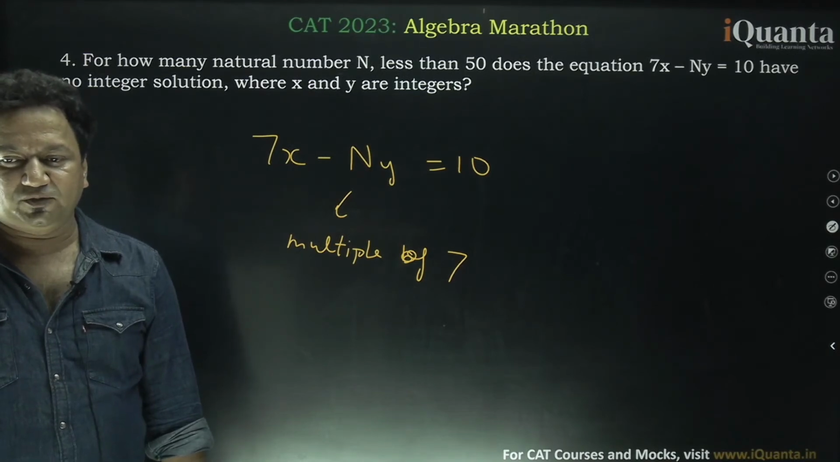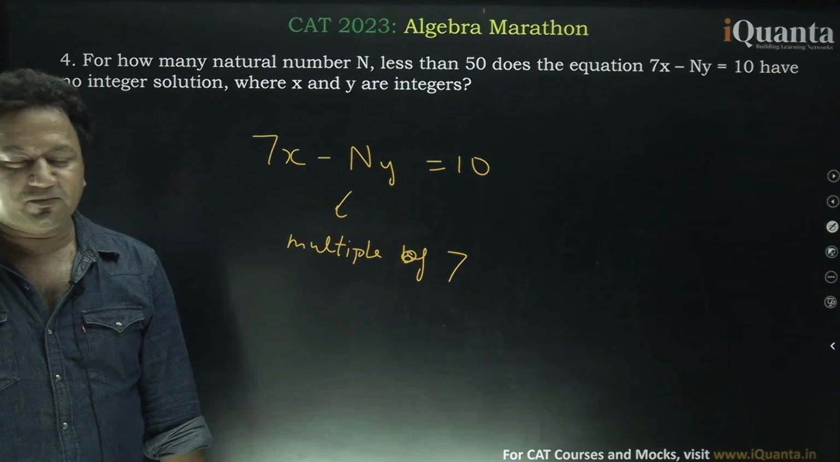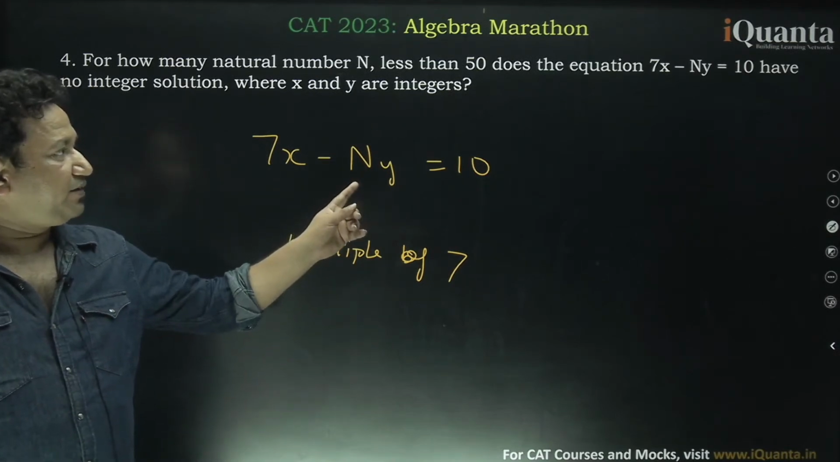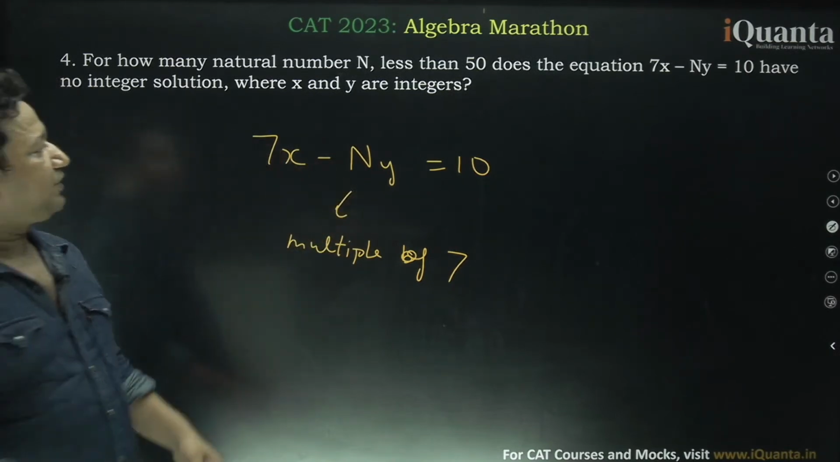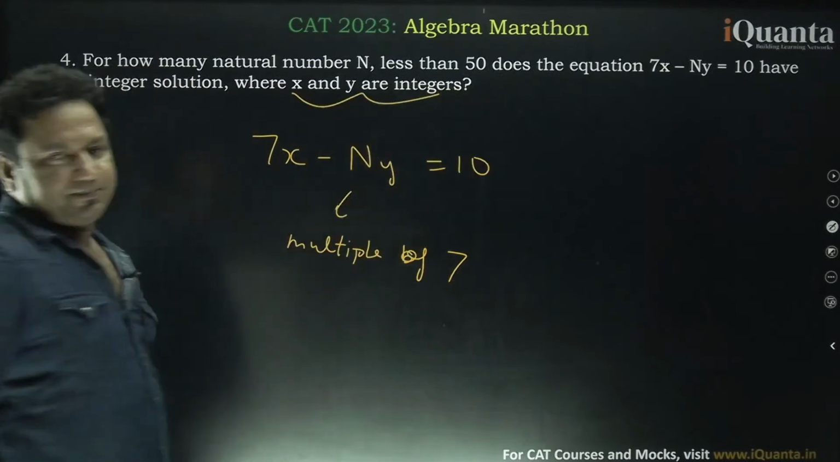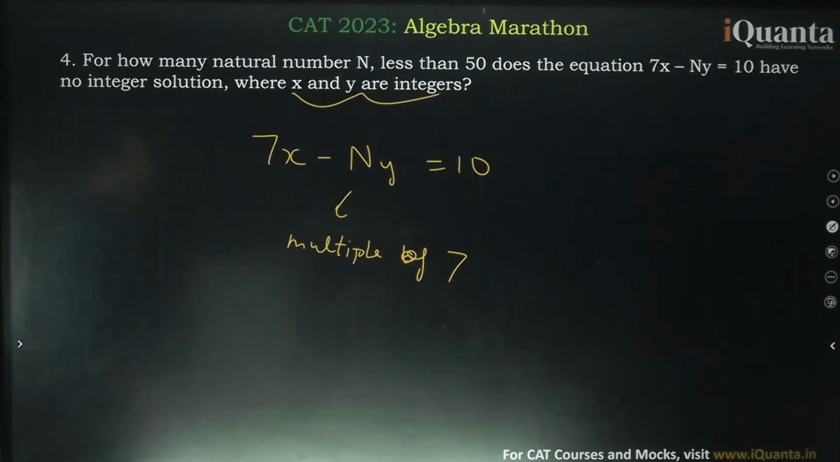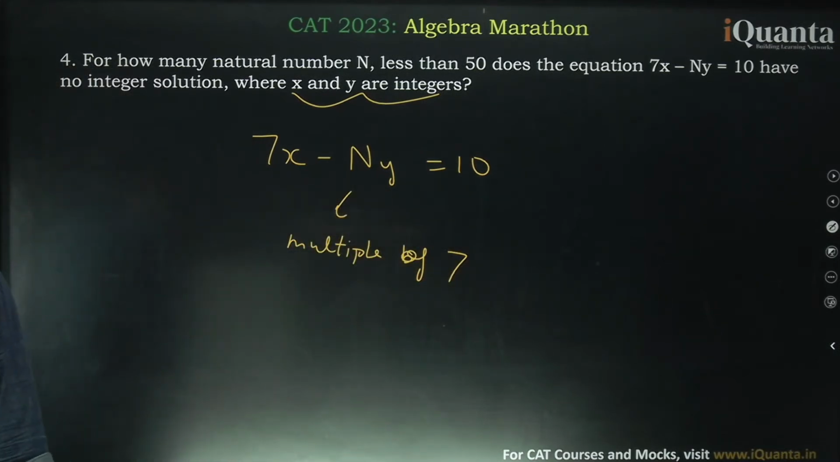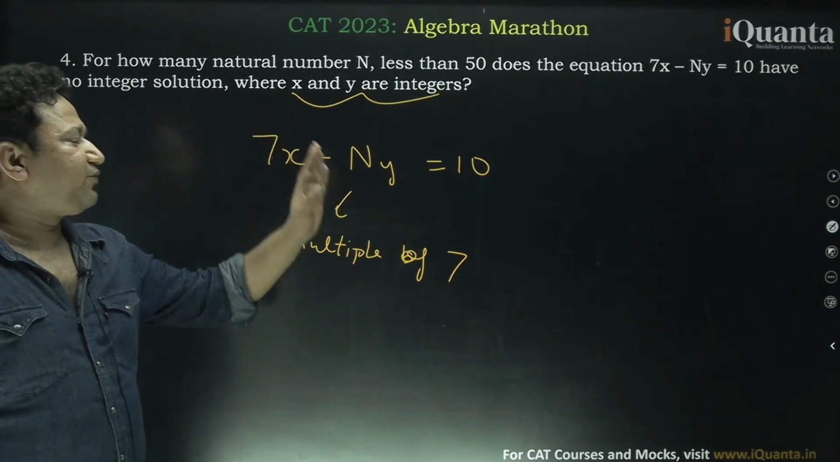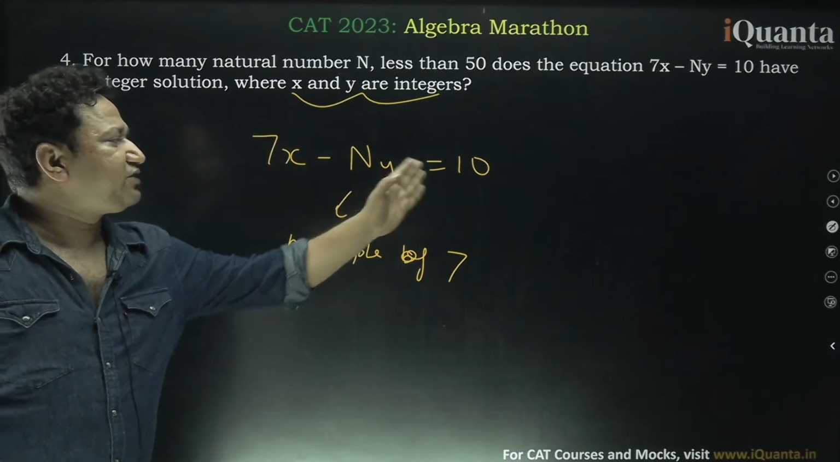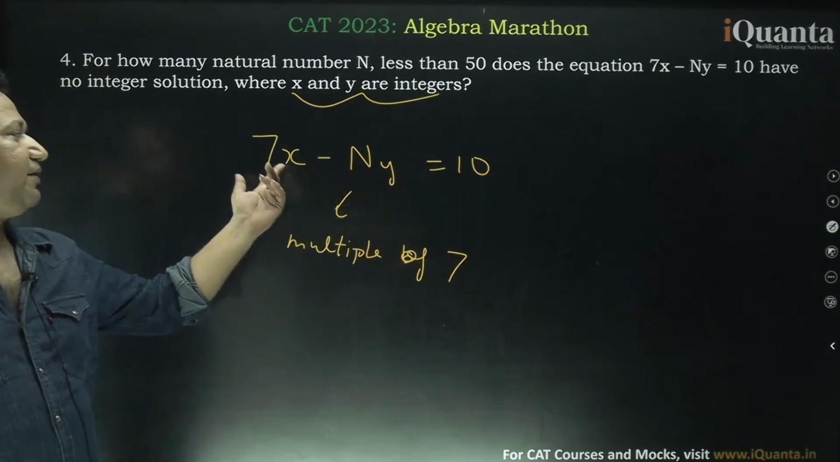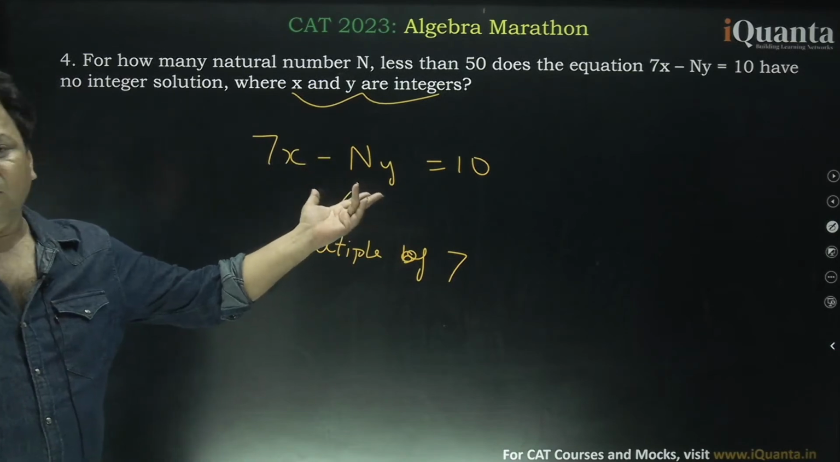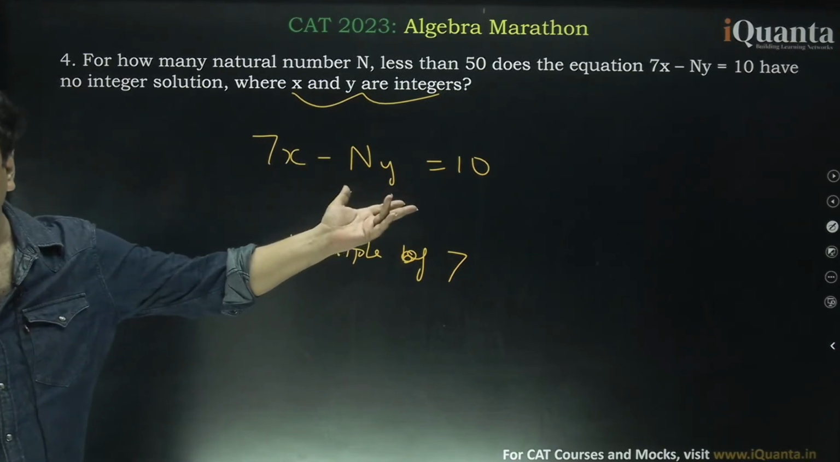That means if this is a multiple of 7, we'll not be able to get integral solutions, because there will always be a fraction on the right hand side. If you put anything else, for example, you put 1, 7x minus y equal 10, you can easily solve. You can put x as 1 and y as minus 3 and get the answer.